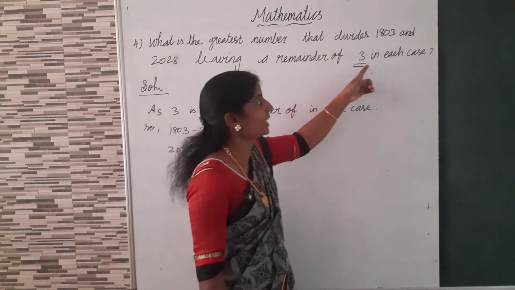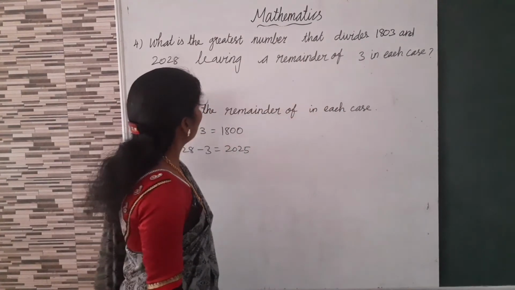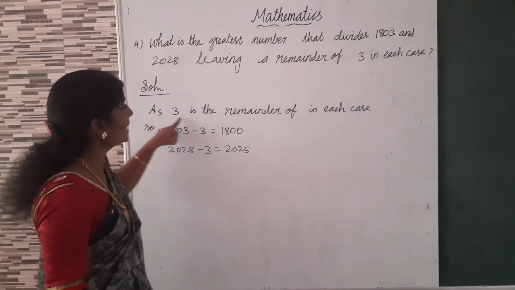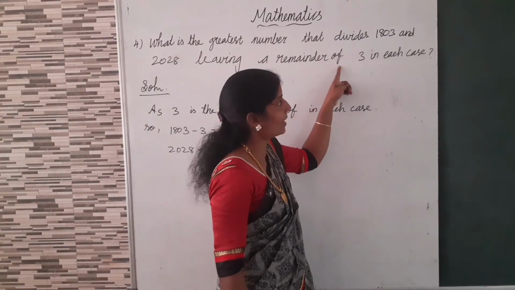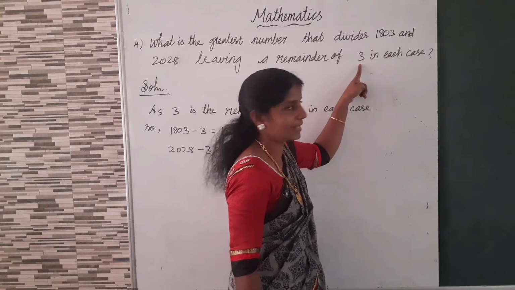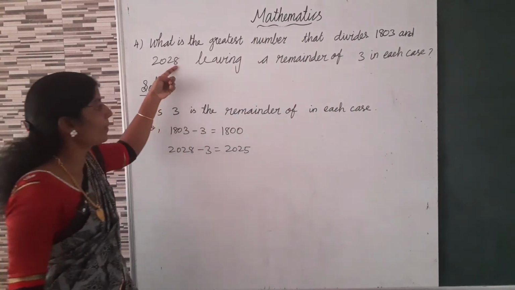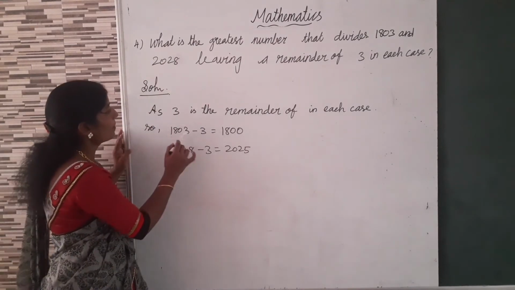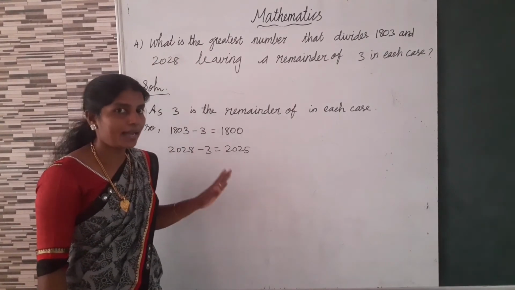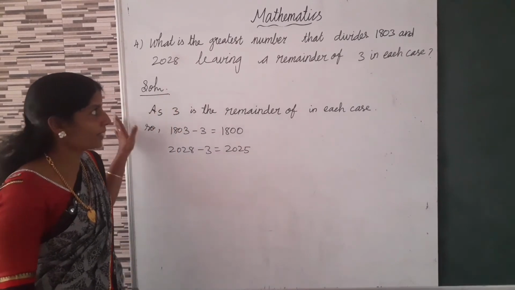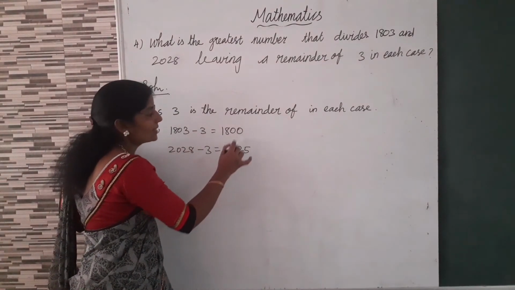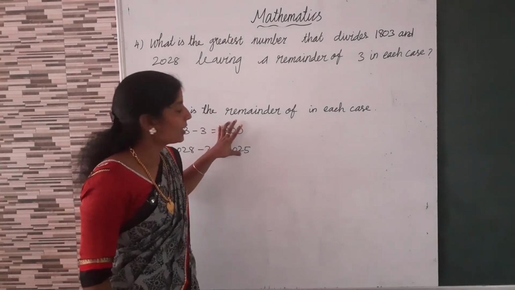Okay. What is the greatest number that divides 1803 and 2028, leaving a remainder of 3 in each case? Okay, we can leave from this number 3. Now here solution, as 3 is the remainder in each case, we can subtract 1803 minus 3, then 2028 minus 3. Now these two numbers 1803 and 2028 are not perfectly divisible. So we subtract 3 from these numbers, then we will get two numbers that are perfectly divisible. Now we can find the HCF.